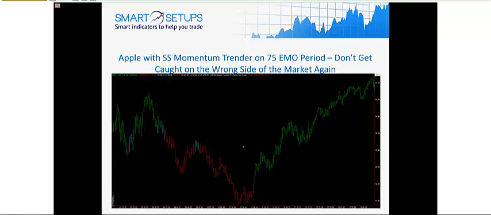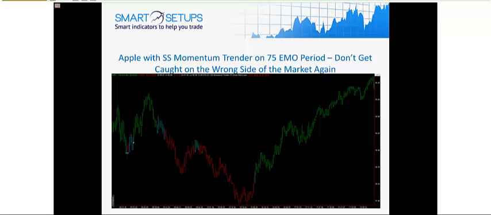So what we did with the momentum trender is we colored the price bar. We just take the price bar and we say, okay, red is sell, blue is neutral, green is buy. So blue is the market could be turning, green is it's going higher, red is the market's going lower. You can see here the exact same sort of thing. So the simplest way of trading with the momentum trender is buying green, selling red.